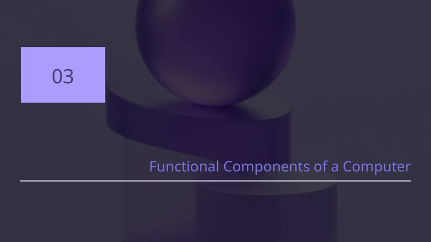Let's take a closer look at the functional components of a computer. These are the building blocks that work together to perform all the tasks we ask of a computer. First, we have the central processing unit, or CPU, which is often called the brain of the computer. It processes instructions and manages operations. Next, there's memory, specifically RAM, which temporarily holds data that the CPU needs quick access to while working on tasks. Then we have storage devices like hard drives or SSDs, which store data permanently.